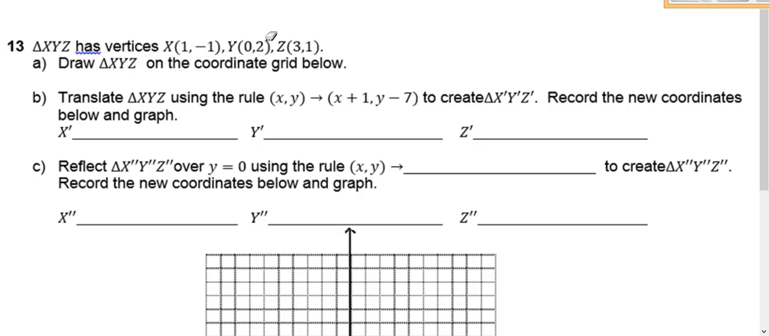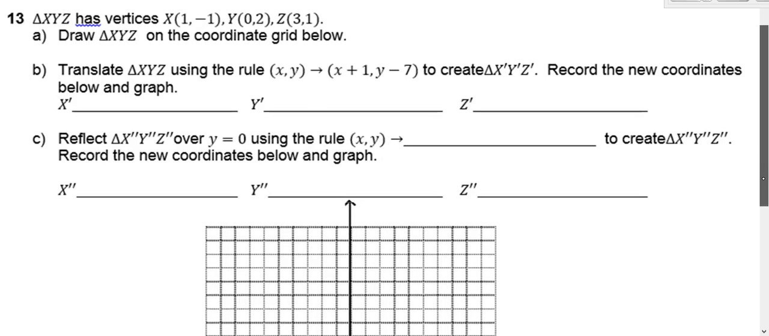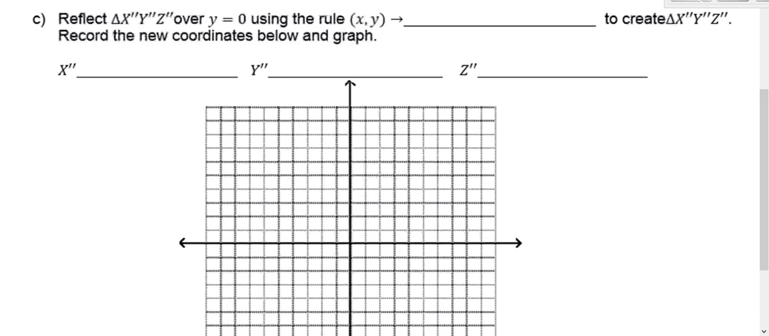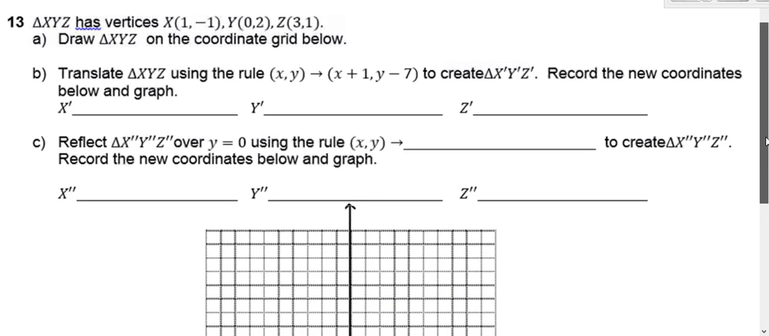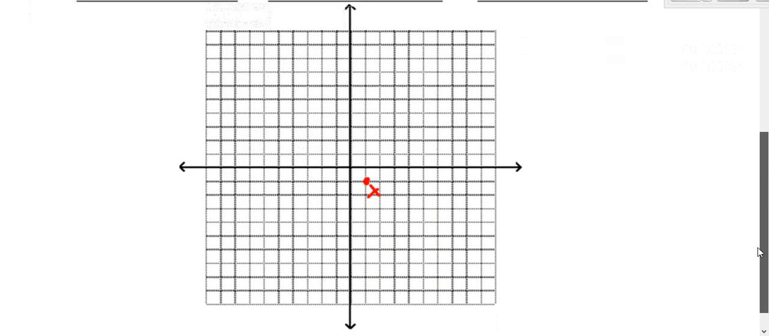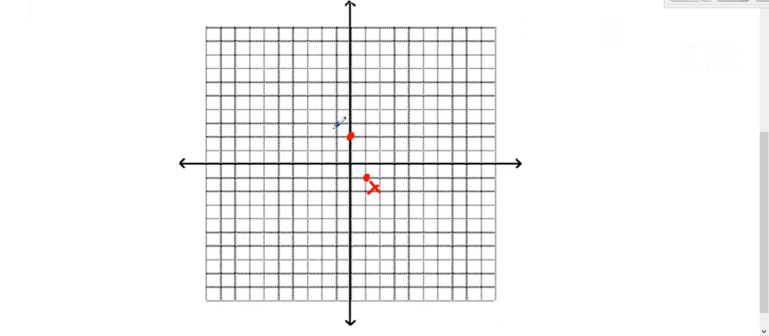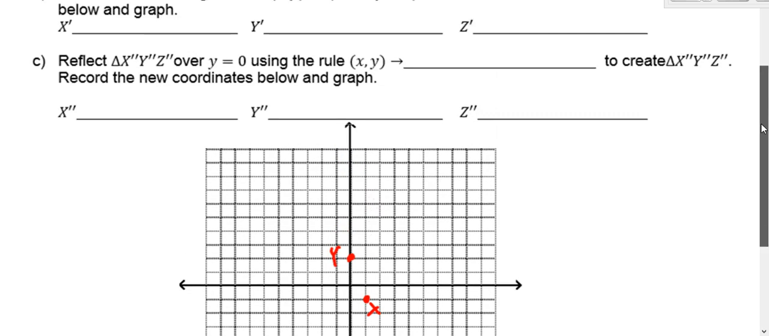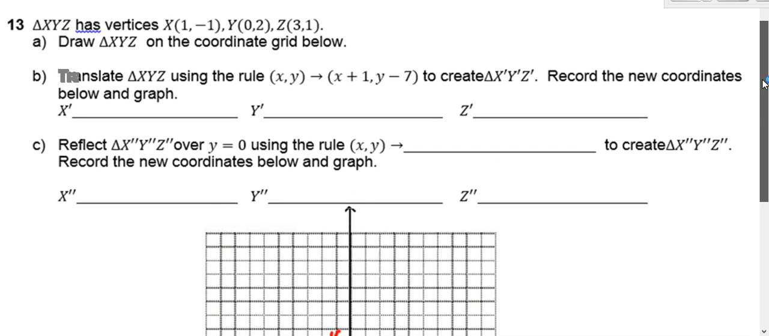Triangle XYZ has these vertices, so let's go ahead and draw it first. 1, negative 1, that's point X. 0, 2 is point Y. And 3, 1 is Z.